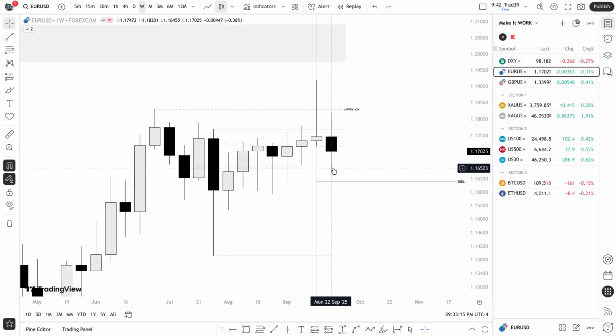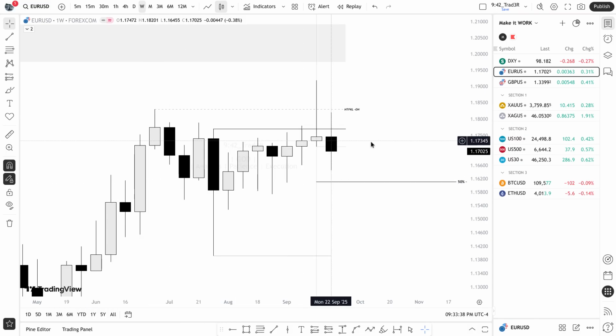Like I said, if you stick with me to the very end of this video, I'll be explaining tips and tricks on how to catch 100 plus pip moves using CRT and time and Totuso. But just hold on a little bit, let me walk you through the trade and how I took it and the reason why I took it.